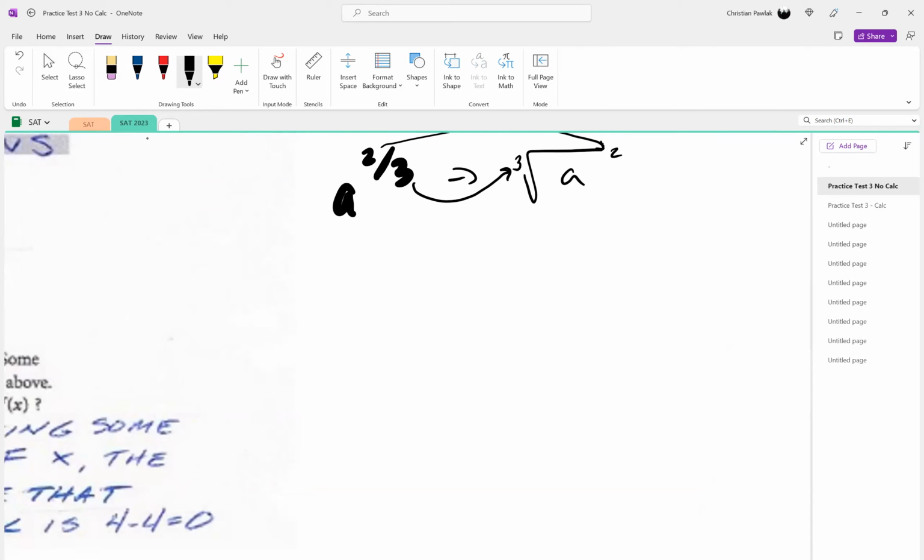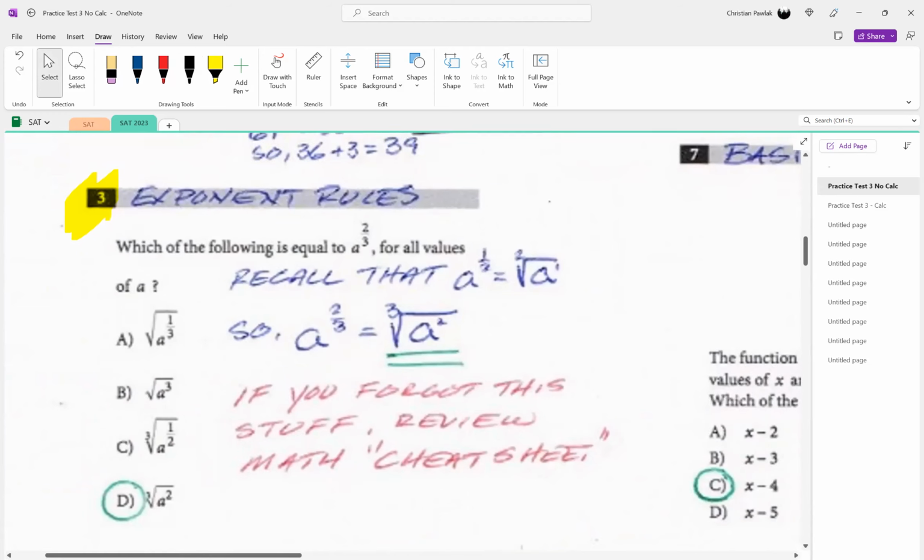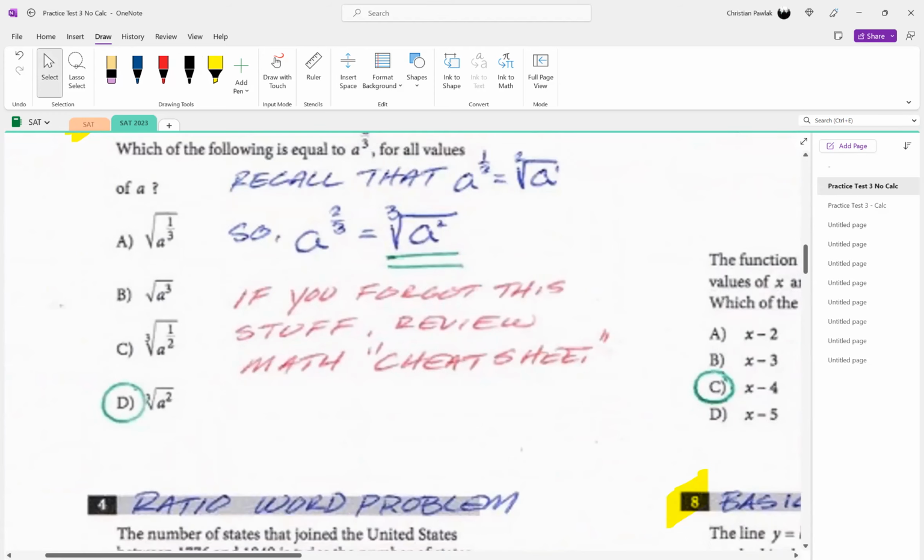Now, just in case this shows up, in the event I have a to the negative 2/3, I can rewrite that as the cube root of a to the second, but it simply just goes in the bottom of a fraction, okay? Reminder, negative exponents mean take the reciprocal, put it on the bottom of the fraction. Okay, and that's why you can see that the answer here is just D.